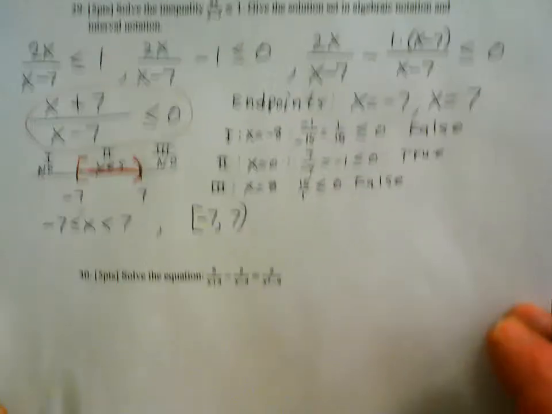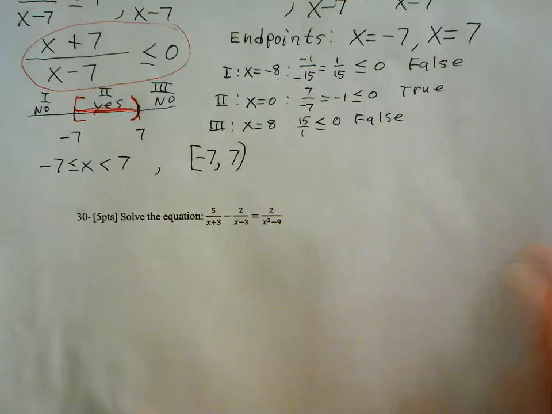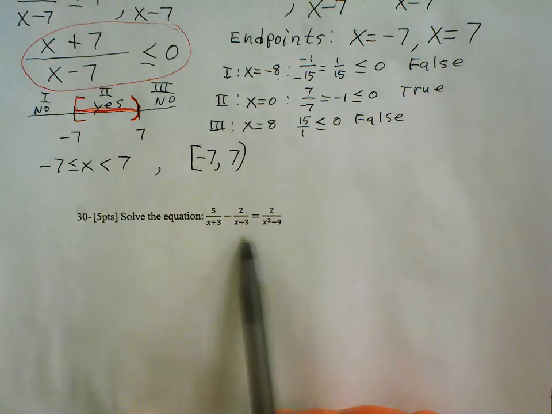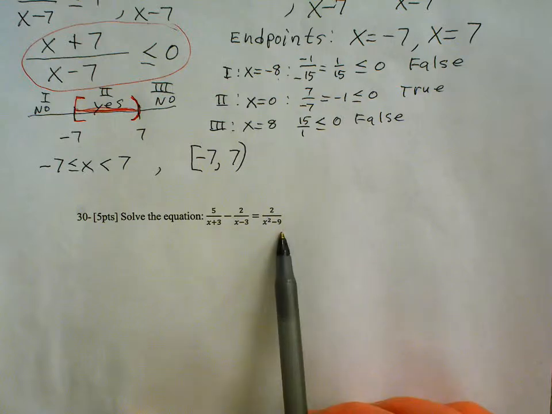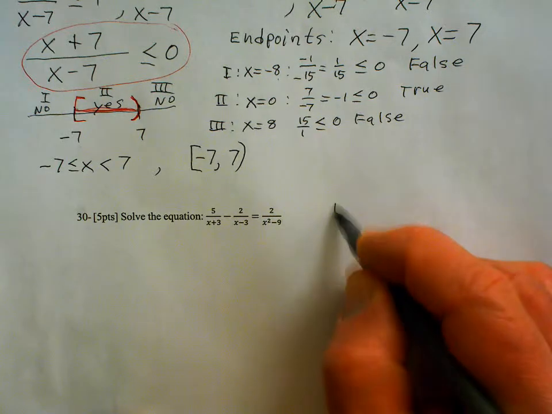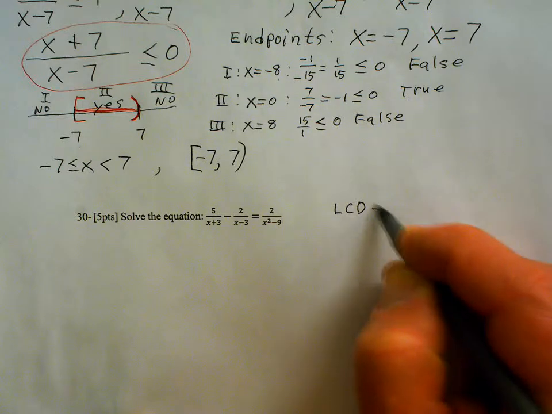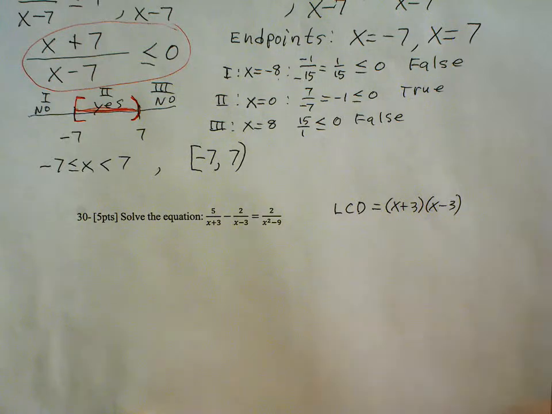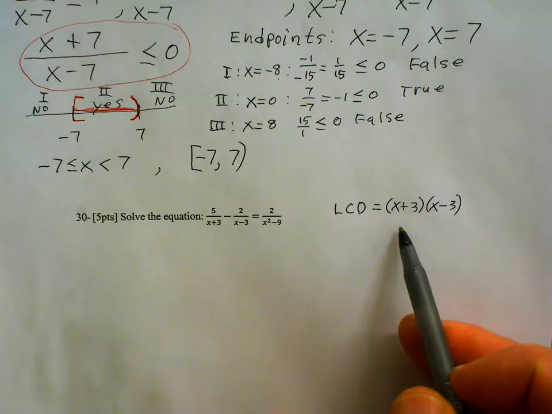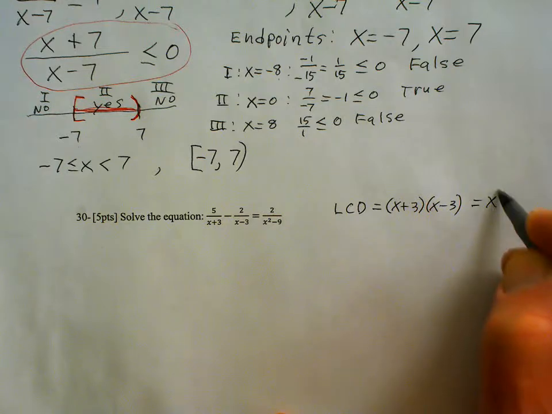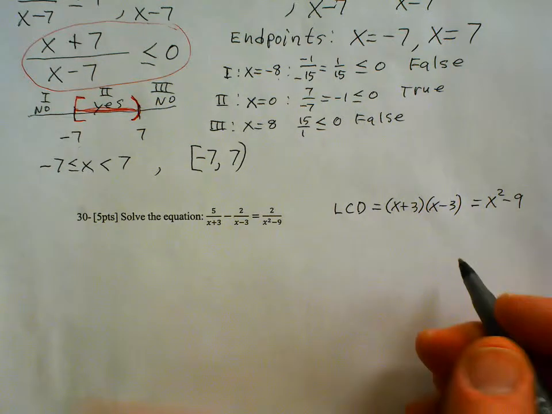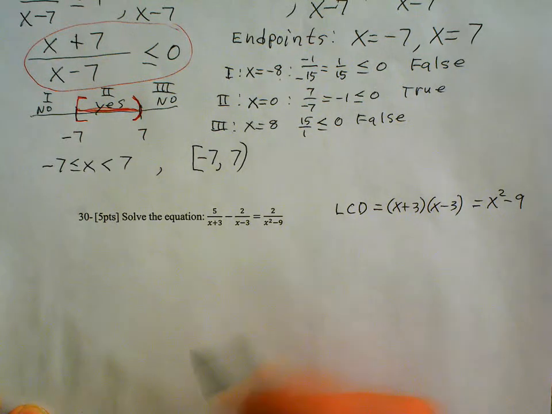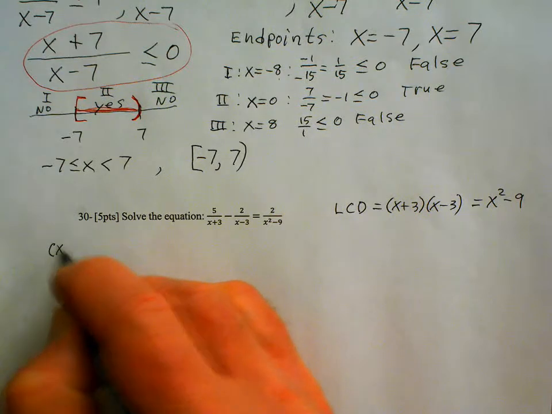All right, in the next problem, number 30, solve the equation 5 over x plus 3 minus 2 over x minus 3 equals 2 over x squared minus 9. The least common denominator is just x plus 3 times x minus 3. When you multiply x plus 3 times x minus 3, we get x squared minus 9. So multiply every term on both sides by the least common denominator. So we'll write that out.